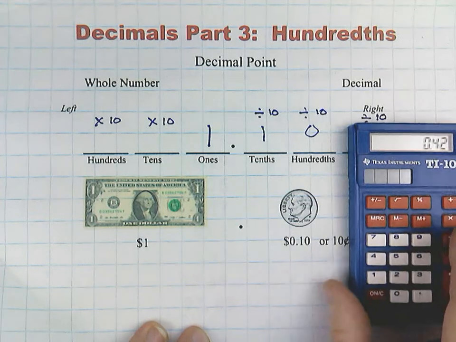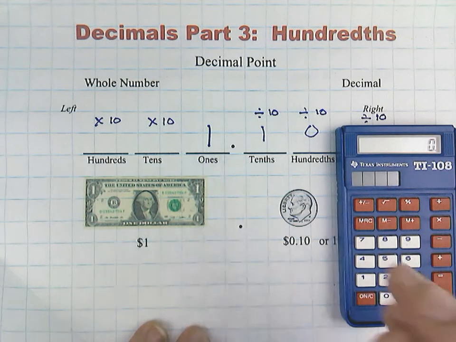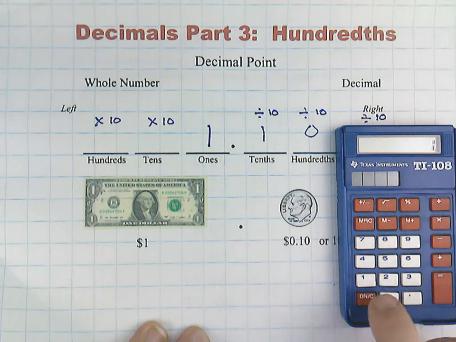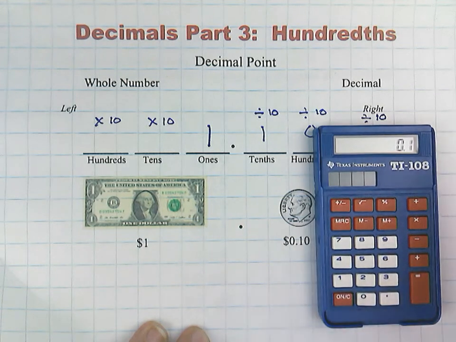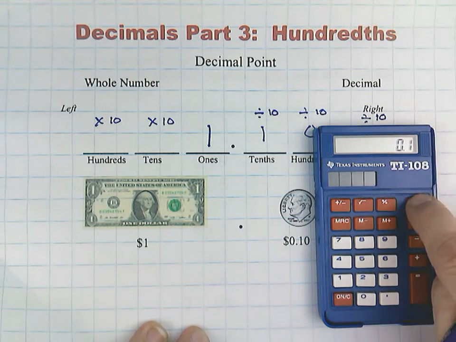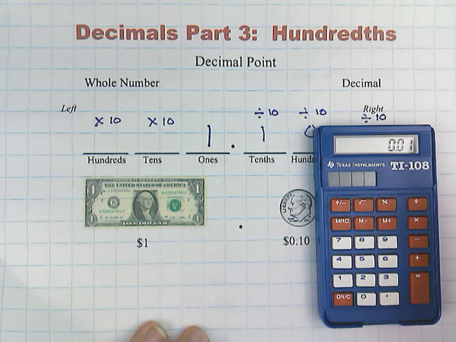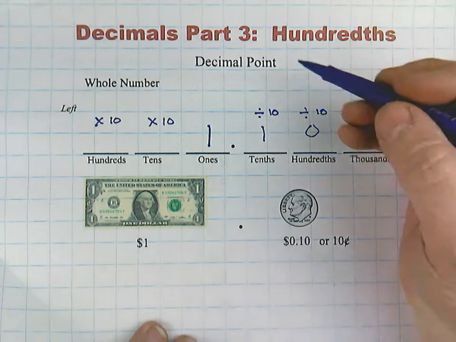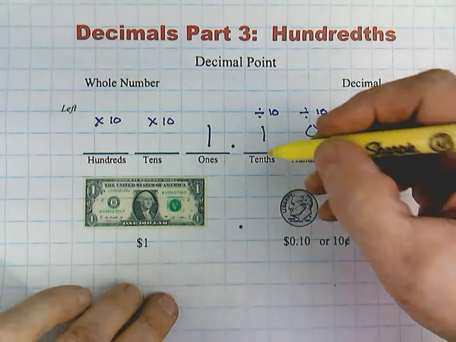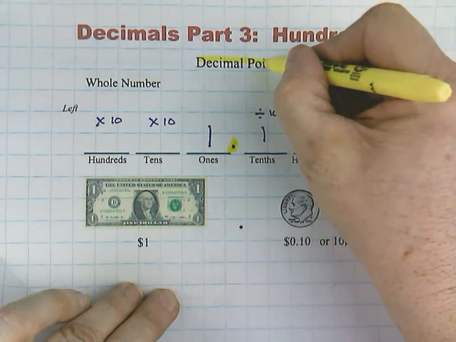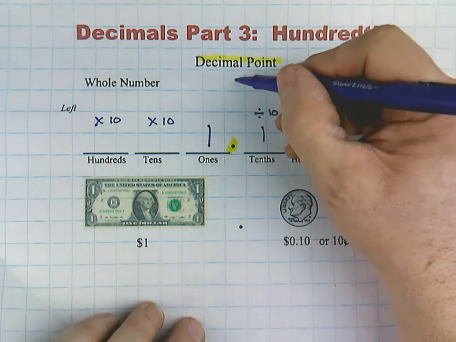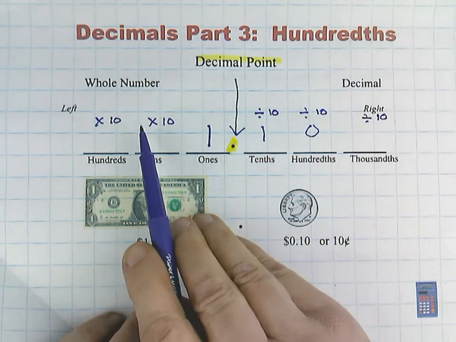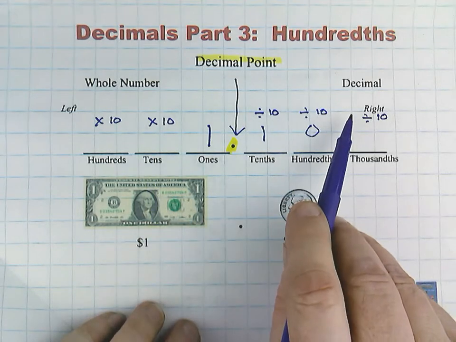I can show that to you here. So for example, 1 divided by 10 would equal our 0 decimal 1. In other words, that would be 1/10. If I take 1/10 and divide that further by 10, it equals 0 decimal 0 1, or in other words, 1/100. The decimal point is really important because it acts as a separator between the whole numbers to the left and the decimals to the right.